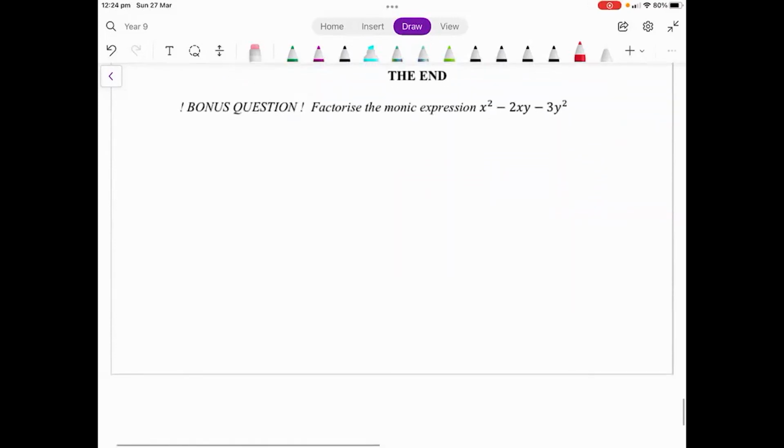The bonus question at the end becomes a lot easier if you remove the y's. Then you get a monic trinomial, which factorizes to x minus 3, x plus 1, and then you can just add the y's to the second term, so it becomes x minus 3y, x plus 1y.